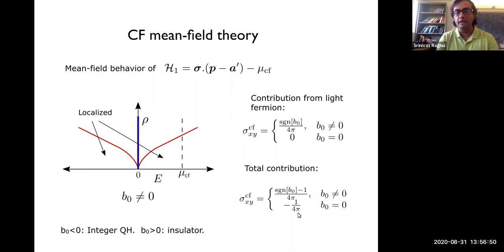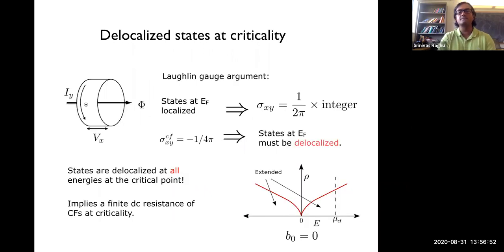Now, the fact that at the critical point the Hall conductance is -1/2 in units of e squared over h is significant. Because if we think of the Laughlin gauge argument, Laughlin taught us that if all states are localized at the chemical potential, the Hall conductance must be an integer multiple of e squared over h, or 1/2 pi. So since we have a half-integer Hall conductance, by a corollary of this theorem, states must be delocalized.